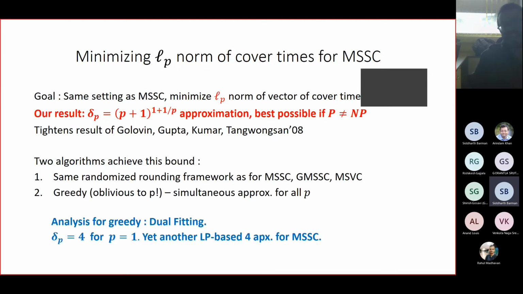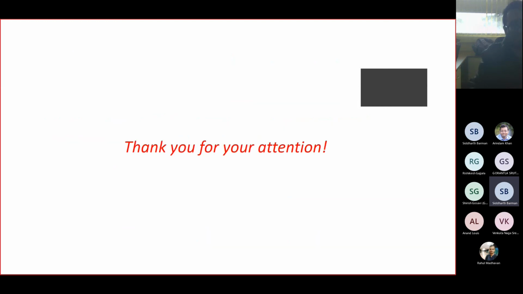But we do know that greedy, which is oblivious of p, so the greedy algorithm is the same as the greedy algorithm for Wilson set cover and set cover, is a simultaneous tight approximation for all p. And interestingly, we give a new analysis for greedy using dual fitting. In particular, for the linear program, we can construct a dual solution of sufficiently high value. And this actually mirrors analysis of speed augmentation. If some of you have heard of speed augmentation, how we use dual fitting there, this is inspired from that. So thank you for your attention.